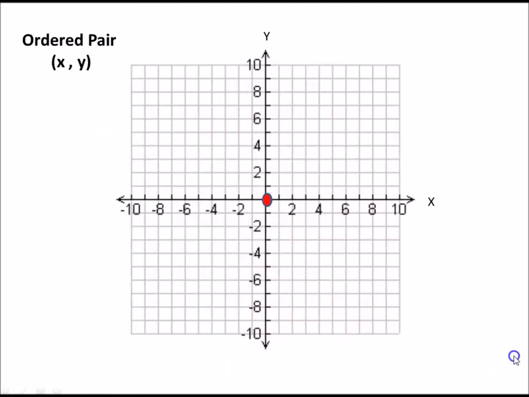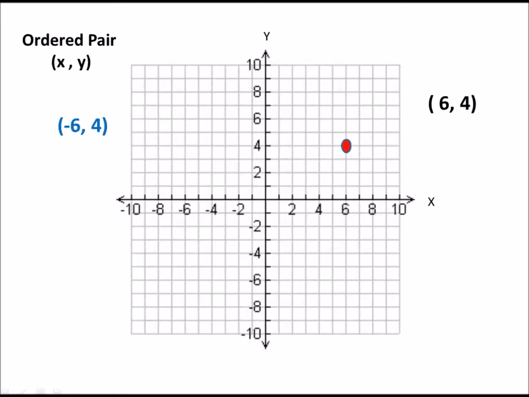Now let's talk about plotting points. An ordered pair is read as the first number is the x and the second number is the y. Starting from the origin right here, let's take an example. Example 1 is 6, 4. So 6 represents the x and 4 represents the y. We're going to move 6 in the x direction and 4 in the y direction, and that is where it's going to land for 6, 4.